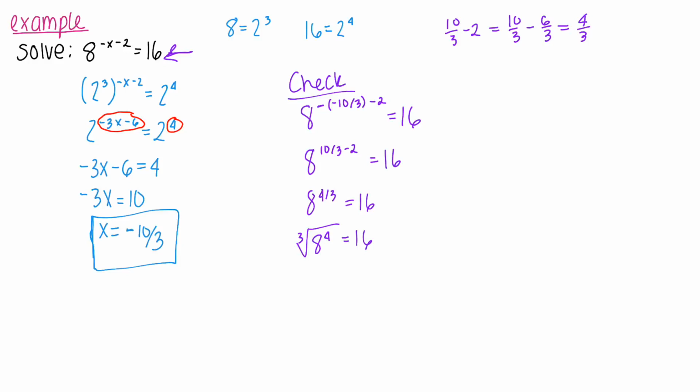But you can interchange the exponent here, or you could plug it in your calculator. You could also do that. But you can interchange the exponent and do it as the cubed root of 8 all raised to the 4th is equal to 16. The cubed root of 8 is 2, 2 to the 4th equals 16, and 16 equals 16. So, yay, it's the right answer. That is a little above and beyond, and you really could have just put this in your calculator at this point and seen if you got 16. You would, and then you could say, my answer's right. But it's fun to do it by hand sometimes.